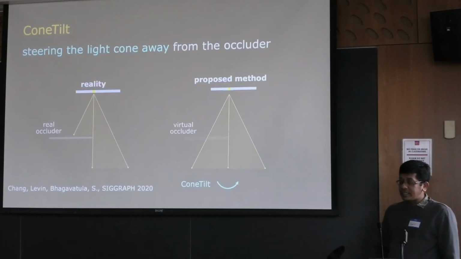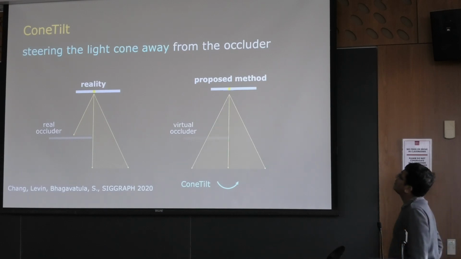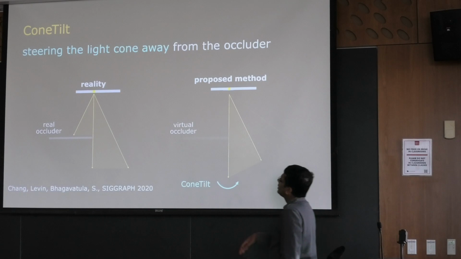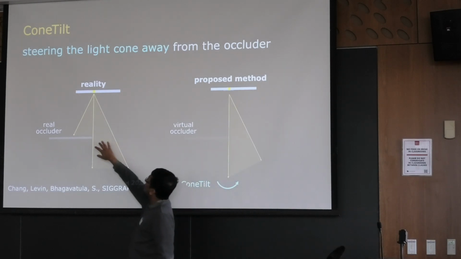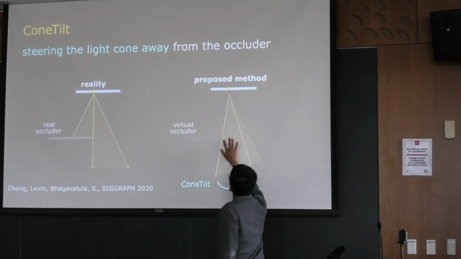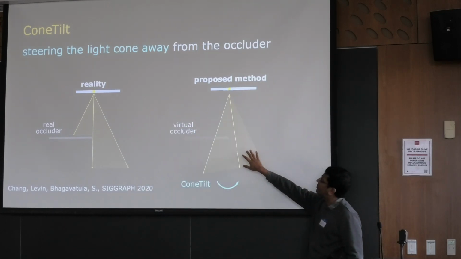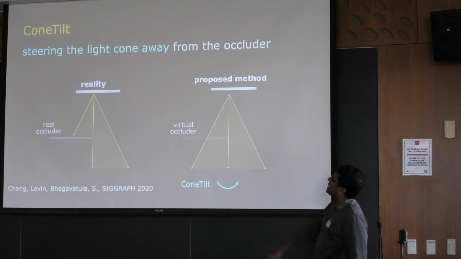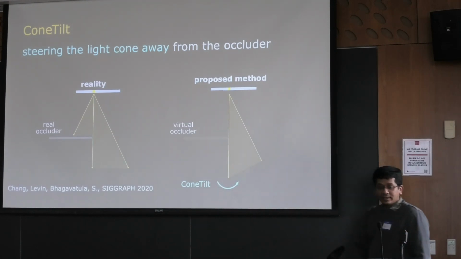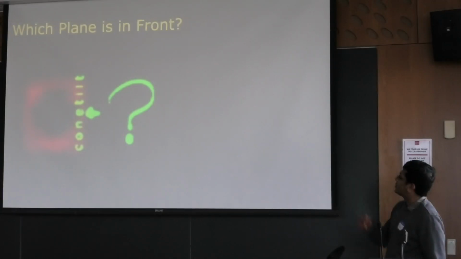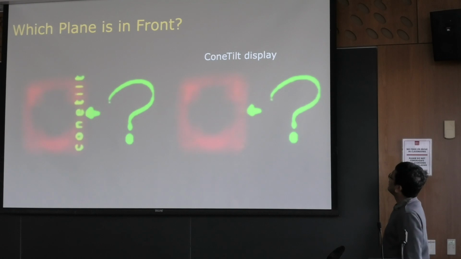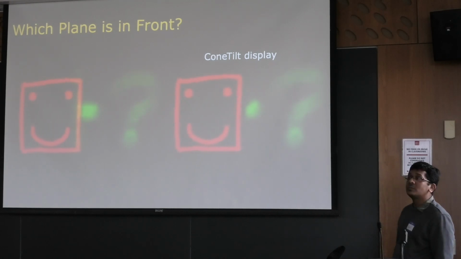So how do you build these kinds of occlusion cues in our display? We developed this display that we call cone tilt. In the real world, to mimic occlusion, you need to block light rays. We showed that if you can tilt the cone of light with certain degrees of control, then you can build the same effect as light rays being blocked, because these light rays are never emitted. And this gives you a display, and these are all actual results from a display, that can take that scene and make it look like that. And hopefully it is now clear which one is in front.